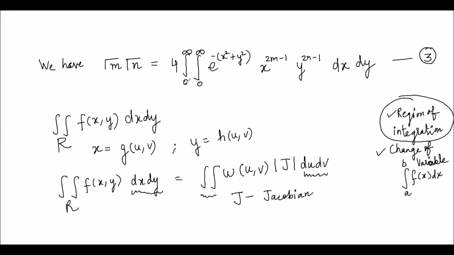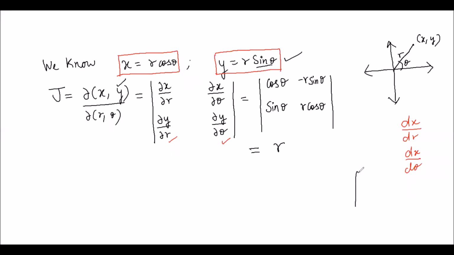From these limits, we will be finding the region of integration. Here the limits of x are from 0 to infinity and the limits of y are from 0 to infinity. If you see here, the limits of x are from 0 to infinity, which means x is positive, and the limits of y are from 0 to infinity. So the region of integration will be the first quadrant where both x and y are positive. This first quadrant is our region of integration. This complete quadrant will be our region of integration.